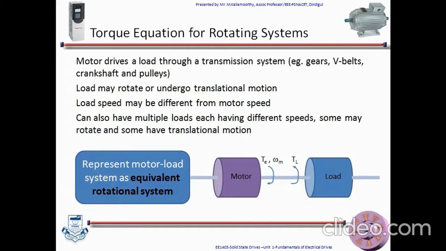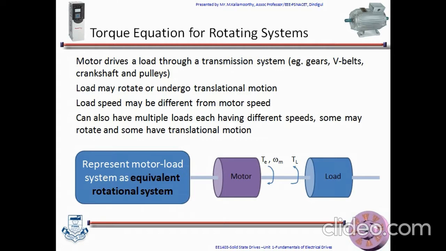Now let us see the fundamental torque equations of rotating machines. The motor generally drives a load through some transmission system. For example, the motor may drive a load through gears, step up gears or step down gears, V-belts, crankshaft, and sometimes through pulleys also. While the motor always rotates, the load may rotate or may undergo a translational motion. Load speed may be different from the motor speed.